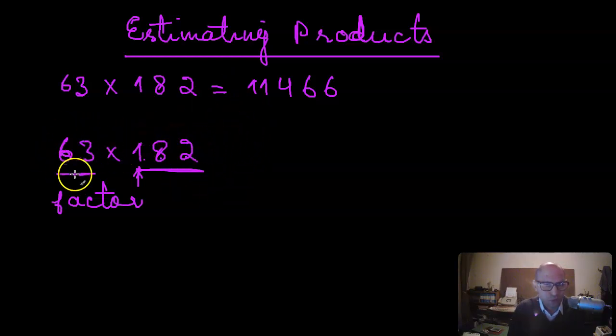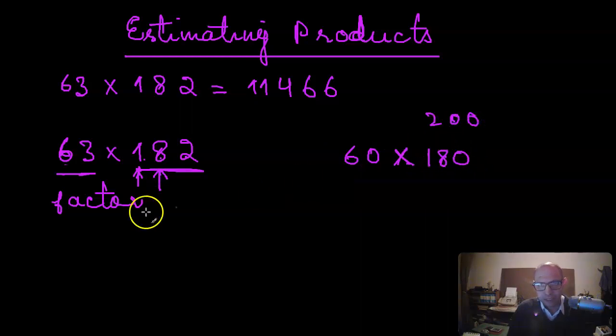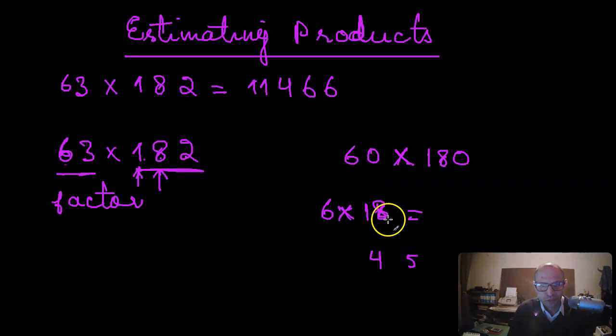Otherwise, if you actually want a closer approximation, what you could do is, for example, round the 63 to the tens place value, which would be a 60. And then 182, you would round again to the tens place value, which would be a 180 instead of a 200, right? Then you would have to multiply 60 by 180, which is not easy, meaning 6 times 18. 6 times 18 is 108, and then 2 zeros, so that's 10,800.